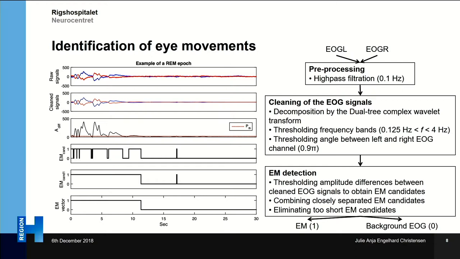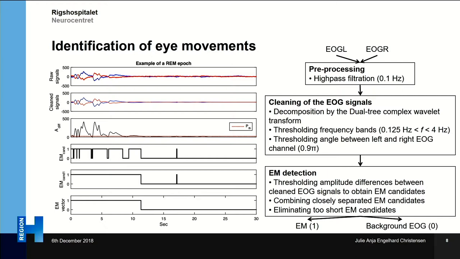That means that we could threshold both the frequency content, but also the angle between the two eyes, or between the two signals. By thresholding this, we could eliminate all the components of the signals that do not have something to do with eye movements, and only include those that do. And based on that, we could compute the two clean signals, which is shown up here.